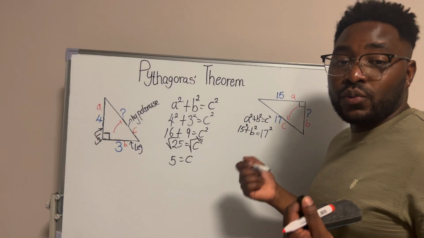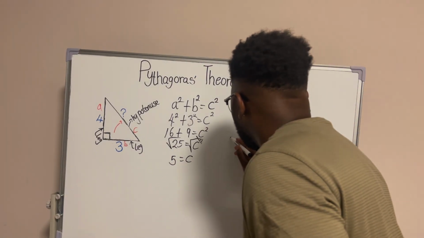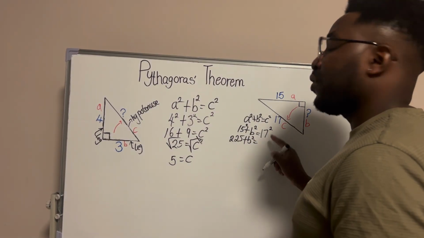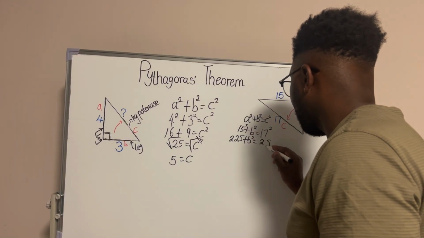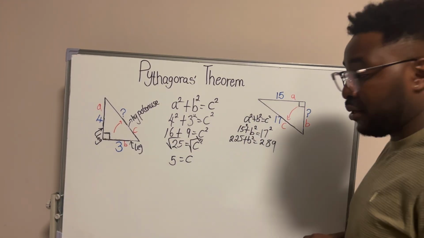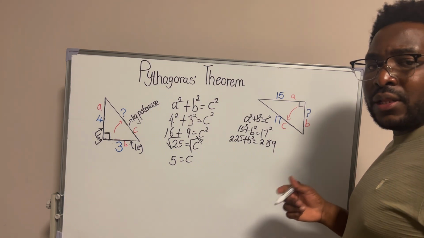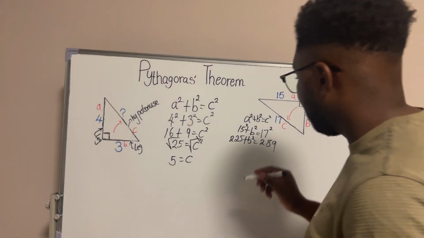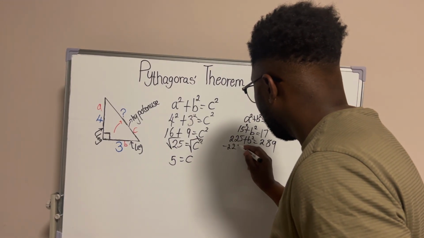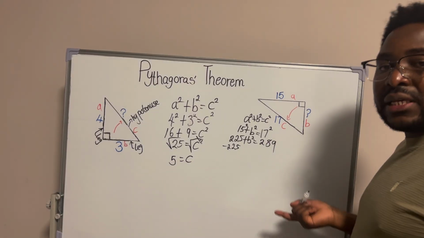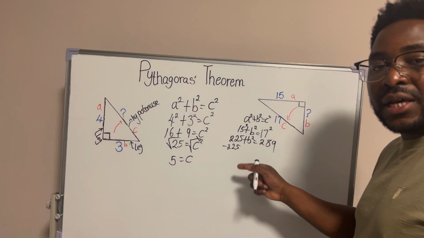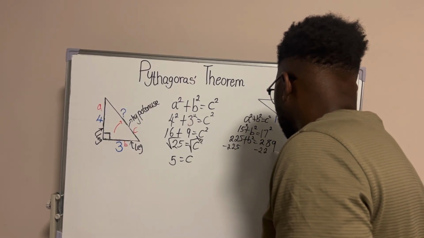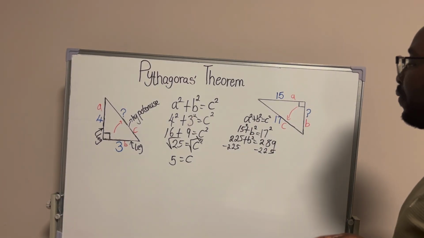So 15 squared is what? Is 225, yes? So 225 plus B squared, and the value of 17 squared is 289. Okay, there we go. So then the next step for us is to isolate B squared. And how are we going to do that? We'll do that by subtracting 225 over here. Now remember, this is an equation, so what we do on our left side, we have to do on our right side as well. So we do the same by subtracting 225 on the other side.